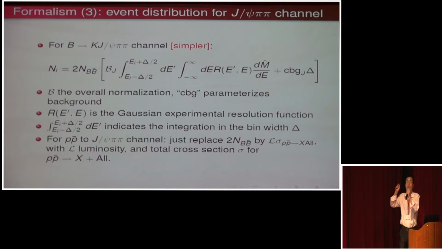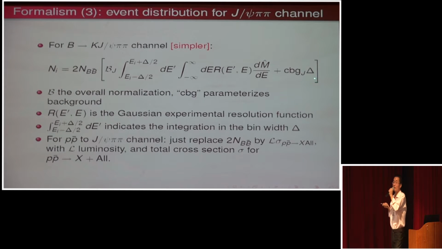Because our data set is the measured event distribution. So now we also provide our formula for that. This is for the B to J/psi pi decay channel. And the N_B B-bar is the total B B-bar numbers. And the capital B_G is the overall normalization constant.